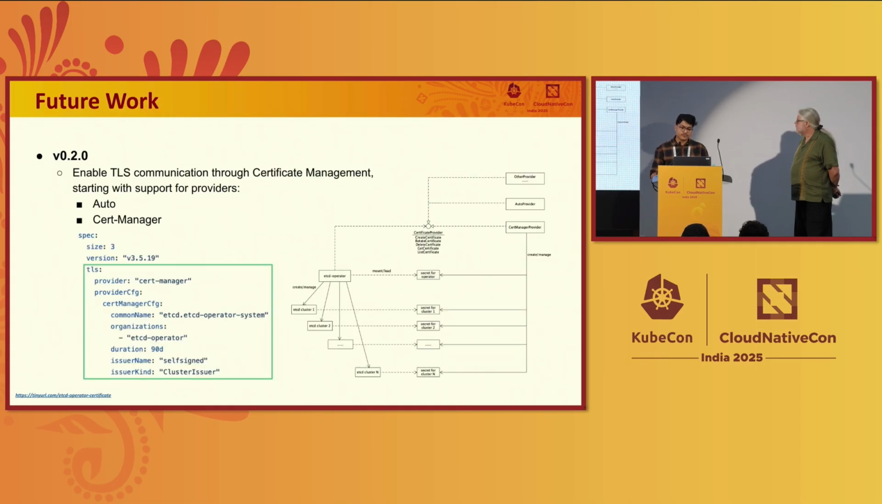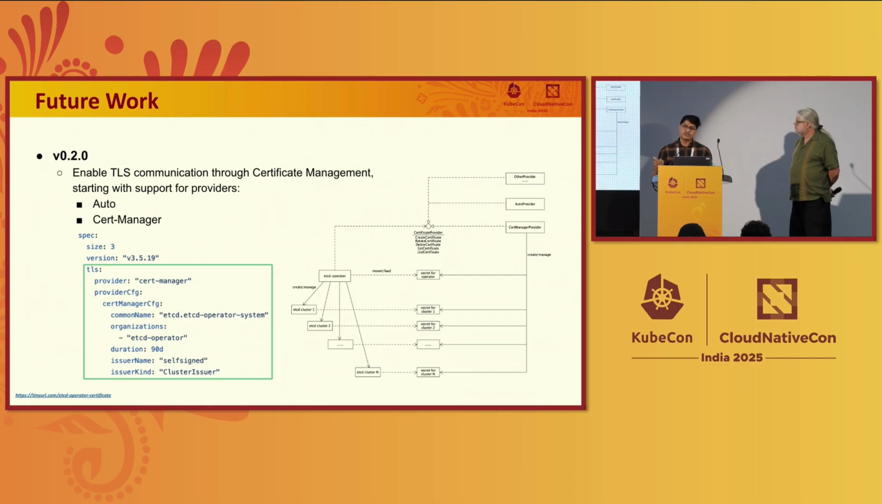And for the future work, one of the major features is the TLS support, which I'm currently contributing to. And what it will bring is the production readiness of the operator. And what it means is that each member will be tied to a server and peer certificate for communications within the etcd cluster, and also a client certificate to communicate with the etcd operator. And if you can see the spec here, the spec will look something like the provider.